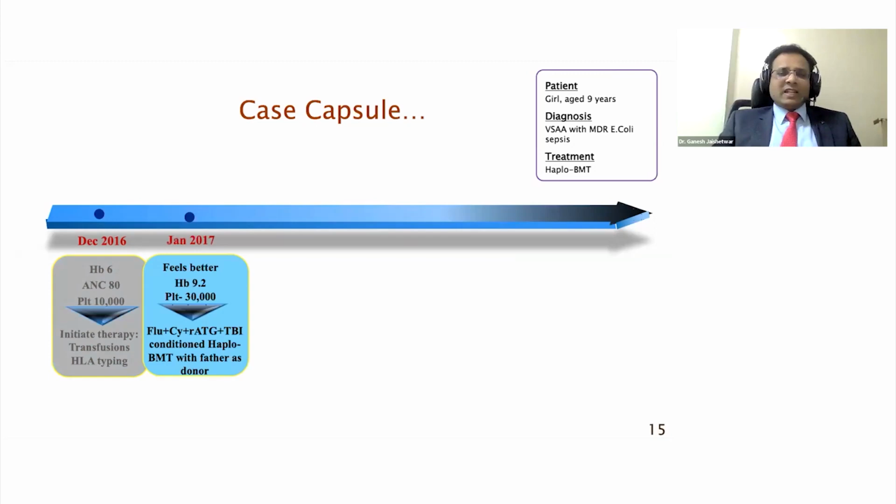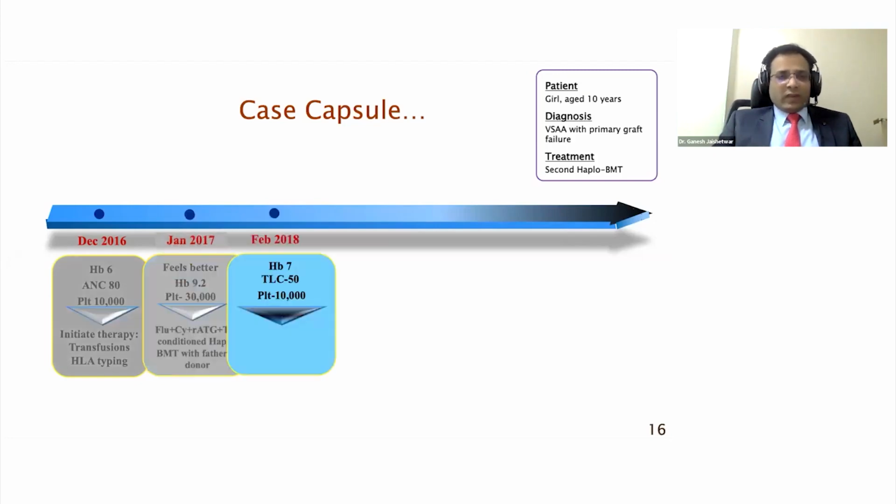So we did first emergency half match transplant with this kind of conditioning, which is for aplastic anemia. We use immunosuppressive conditioning chemotherapy. So the chemotherapy conditioning used was fludarabine, cyclophosphamide, and rabbit ATG, and a 2 gray of TBI to intensify immunosuppression, because the rejections are high in any HLA mismatch transplant. So the donor was father.